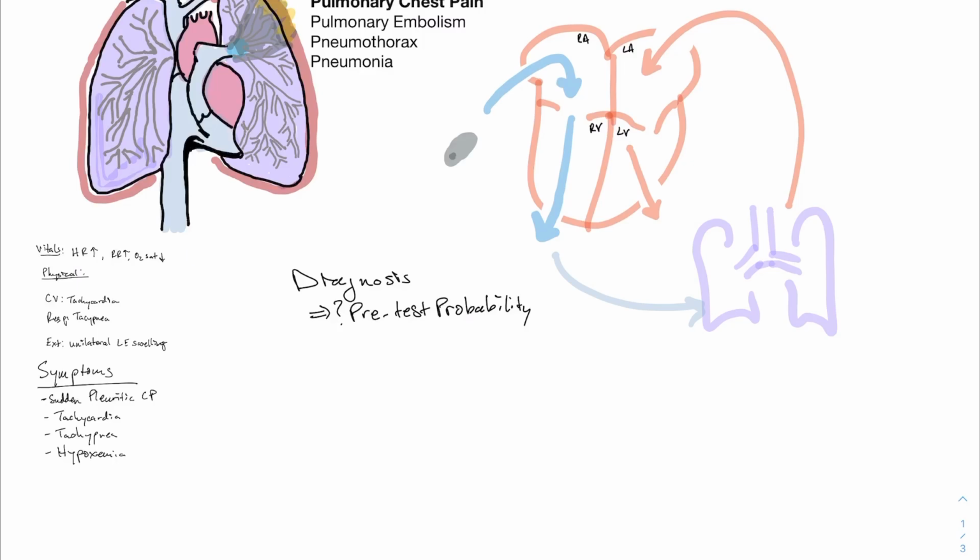And so if you have a lot of these signs and symptoms, well, your pretest probability is probably really high. But if, let's say you just have a little bit of tachycardia and you have some pleuritic chest pain, well, that can be a lot of different things, and it's not necessarily a pulmonary embolism. And so using your pretest probability, you have to decide, should I get a lab test for this patient, or should I just go straight to the CT pulmonary angiogram? And so there's a whole set of criteria that you use to determine this.